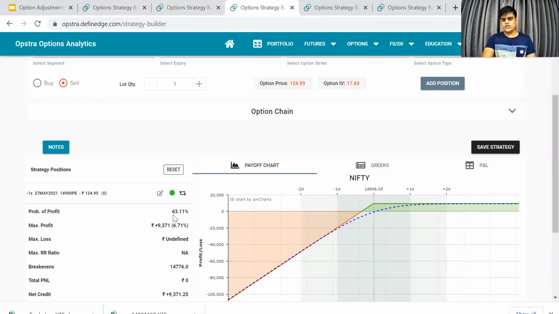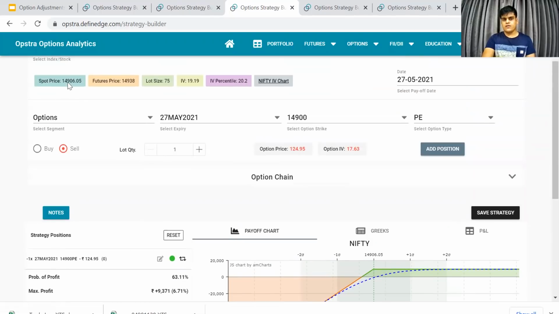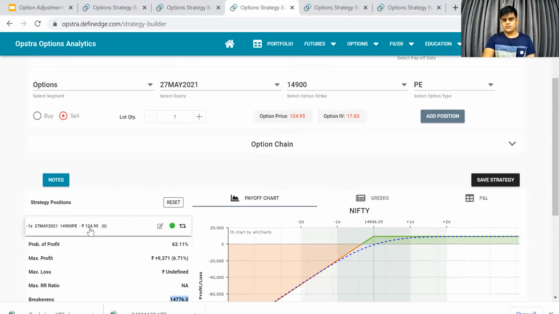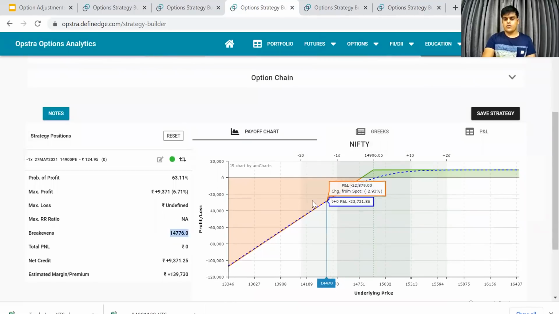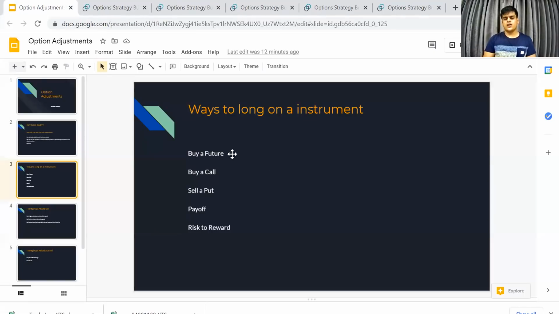But in sell a put, you can see that the probability of profit is higher. Your break even on the downside is 14776, so basically 14906 minus this premium. But the loss is unlimited on the downside. So everyone has a different payoff structure. In a future, it's unlimited on both sides, max profit and max loss. Buy a call, loss is limited, profit is unlimited, but the probability is lesser. In sell a put, the profit is capped, the probability is higher, but the loss is still unlimited. So everything has a different risk to reward payoff.